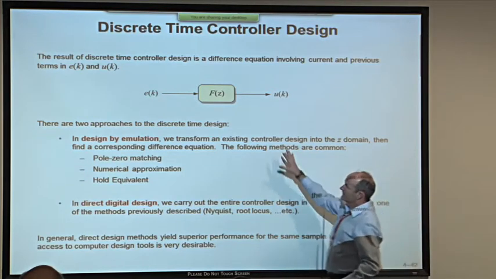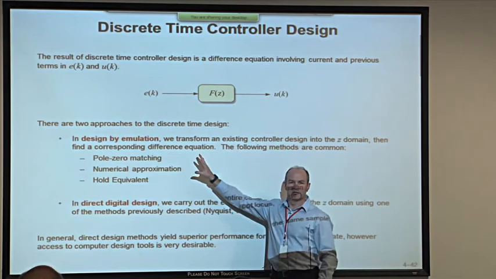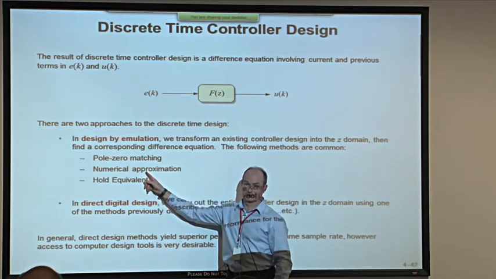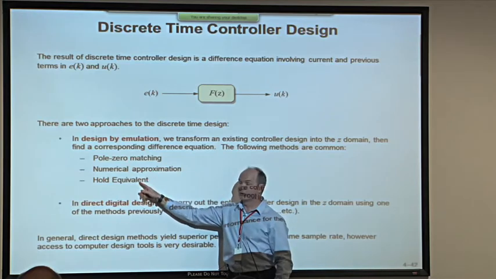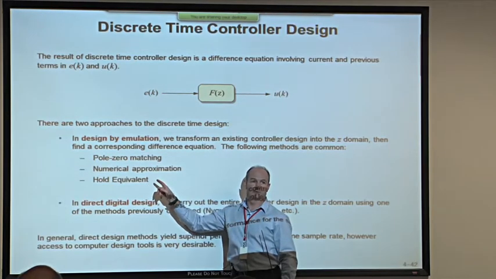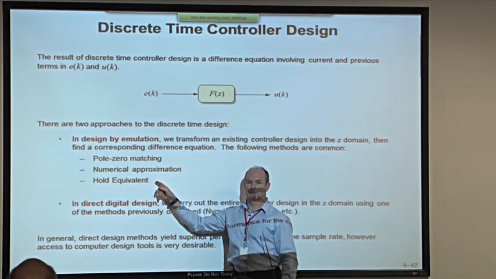Now, there are 6 or 7 different ways of doing that, and they fall into 3 categories: pole zero matching, numerical approximation, there are 4 or 5 of those, and hold equivalent, there are 2 of those. I'm going to step through each of those in turn and compare their performance so you can see what the relative merits and drawbacks of each are.